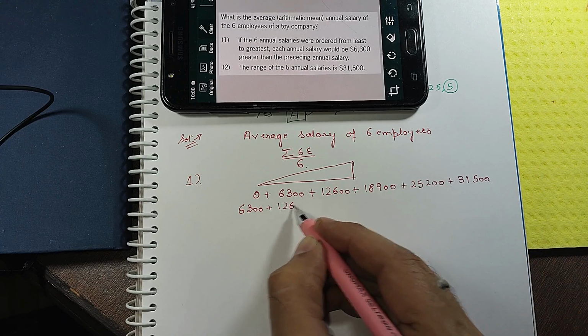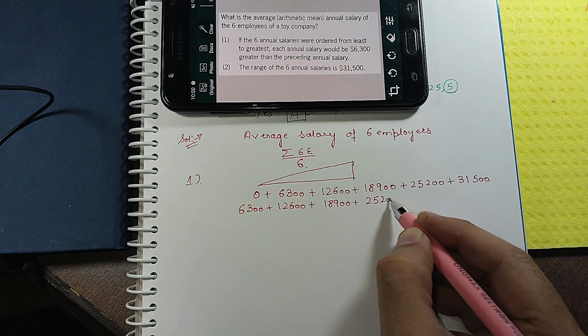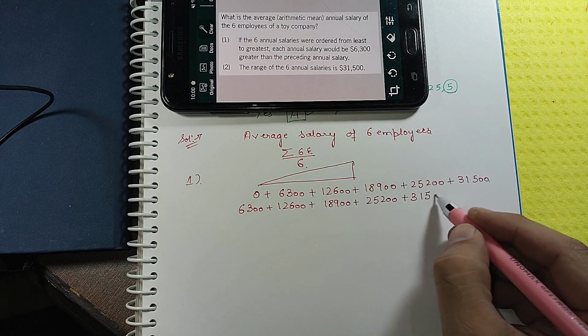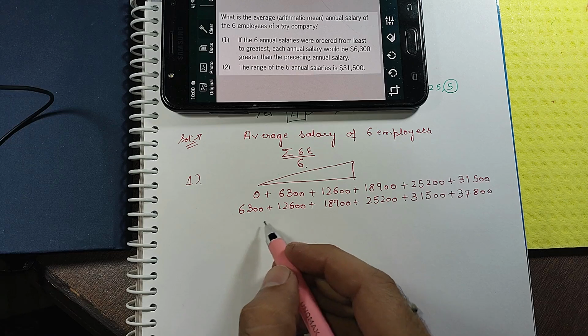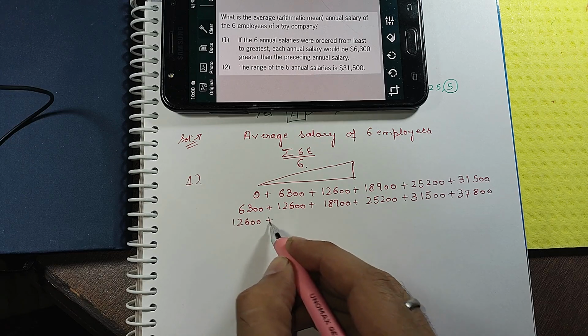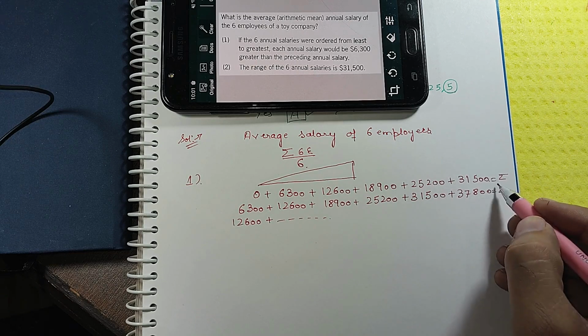Right? Now we can also have 6,300 as the first employee salary, and the next ones will be 12,600, 18,900, 25,200, 31,500 plus 37,800. Or we can have another sequence starting with 12,600. Right? So the sum of all these salaries will be different.